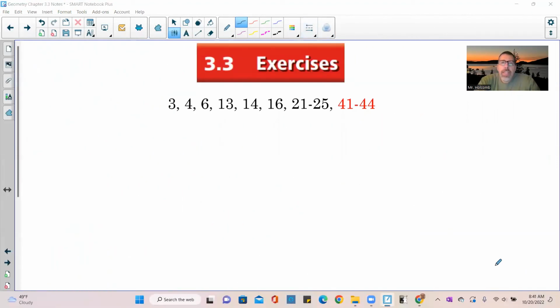Okay, this brings us to the end of chapter 3.3. Please do the exercises below if you haven't done them after the examples. Problems numbers 41 through 44 are also included in this set, and those are review of older material.